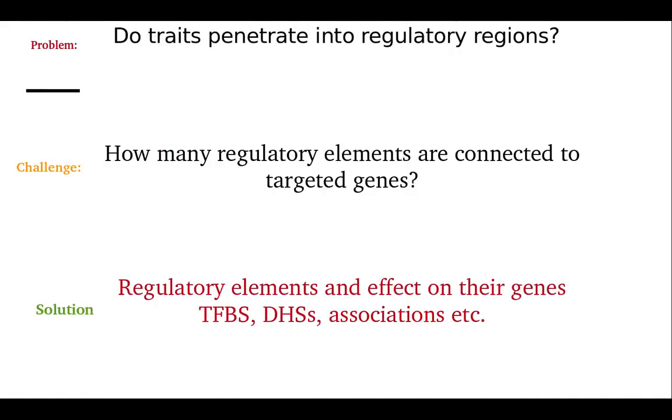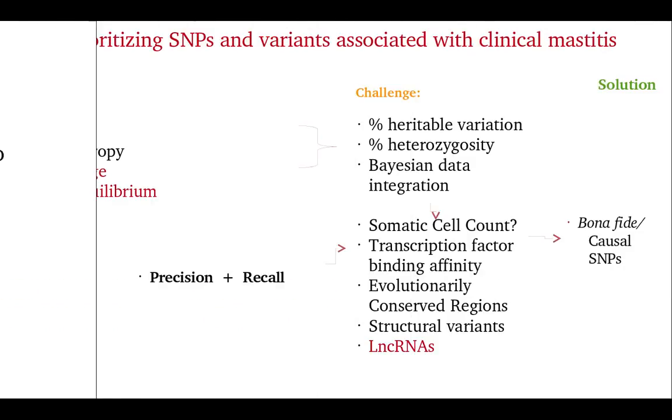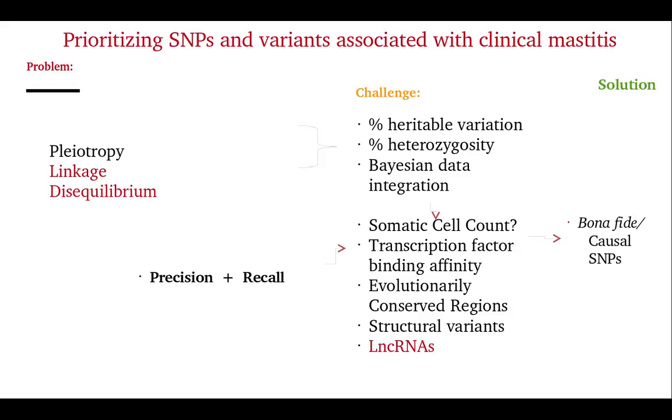The kind of question that we ask is, do traits penetrate into regulatory regions? And the challenge that we foresee is whether there is any role of regulation or regulatory elements associated with these targeted genes. We propose a 3-point classification scoring schema using these regulatory elements. So the problem here is, given pleiotropy and linkage disequilibrium, can we find causal SNPs associated with, say, a disease?